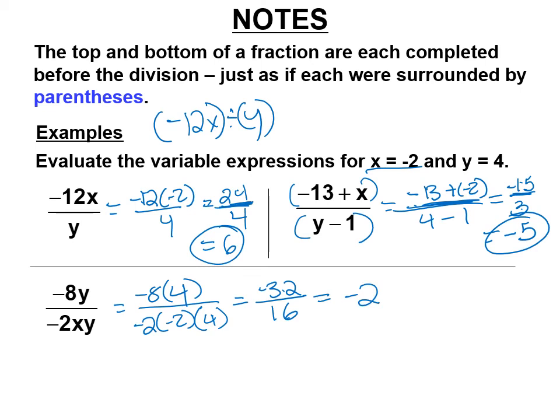Now there was a shortcut. Did anyone see it? When you have fractions like this, you're allowed to just cross out those 4s. When you have a bunch of multiplication, the same number top and bottom of a fraction, 4 over 4 is 1. 1 times anything is the same thing, so it cancels out. So if you did that, you saved yourself a little work because you'd have negative 8 over positive 4, and you still get negative 2.